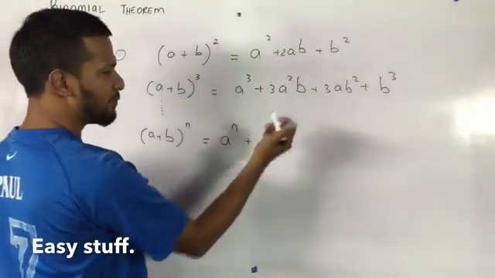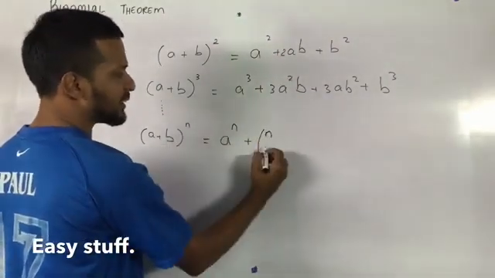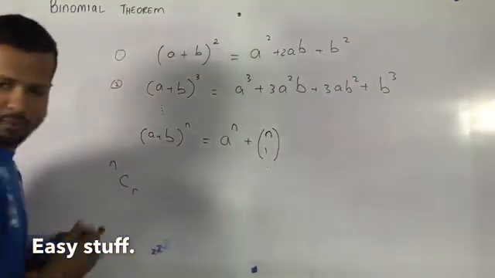How do I get a 3 and a 2? Well, it will be n, whatever n is, C1.